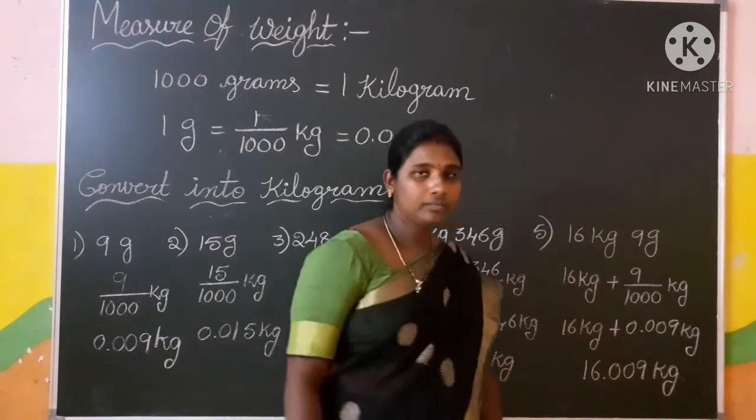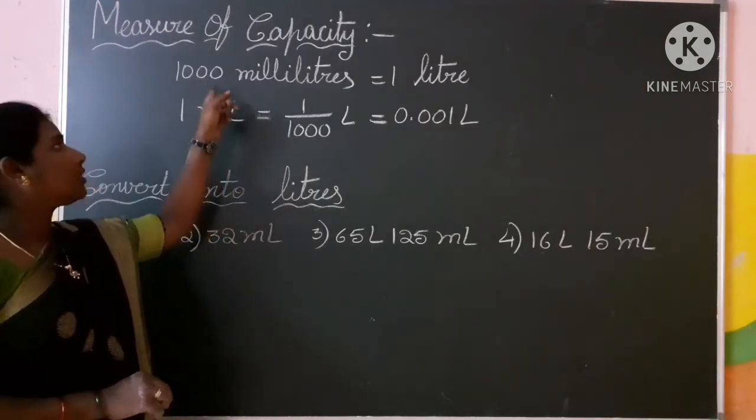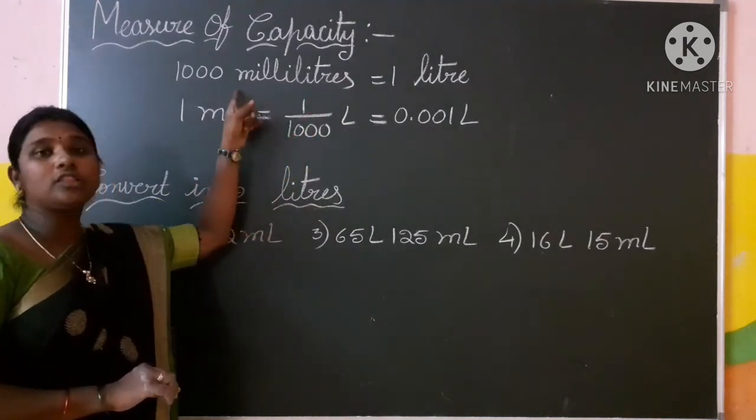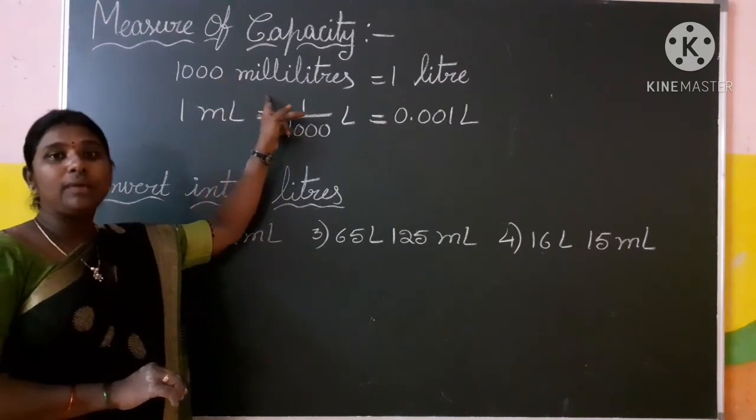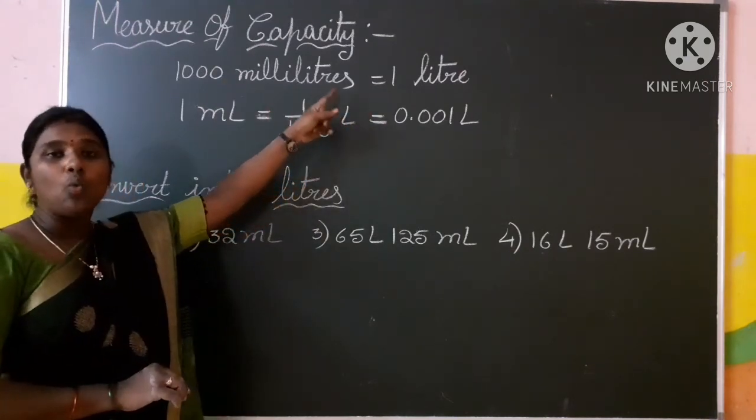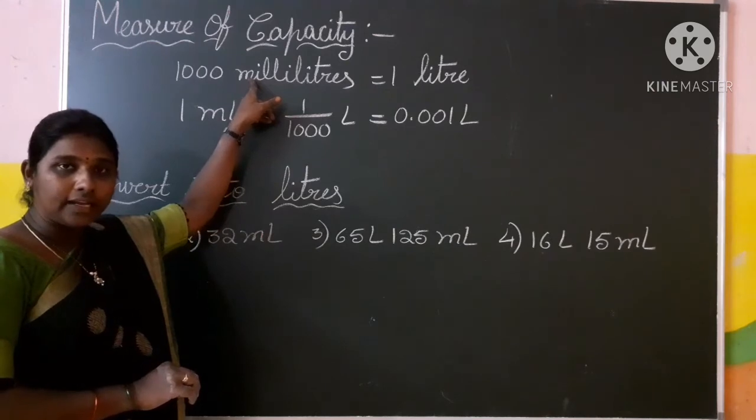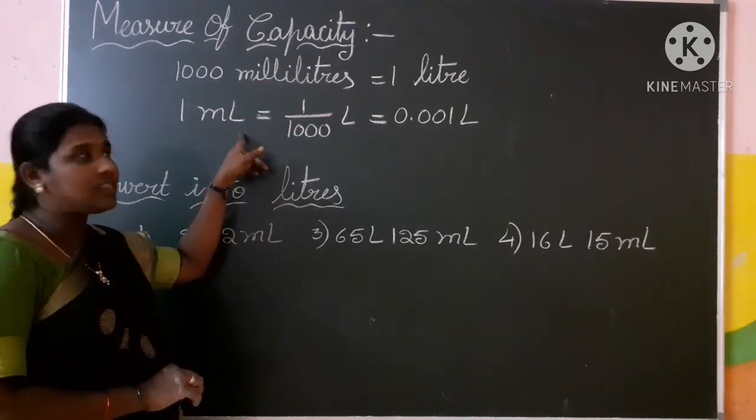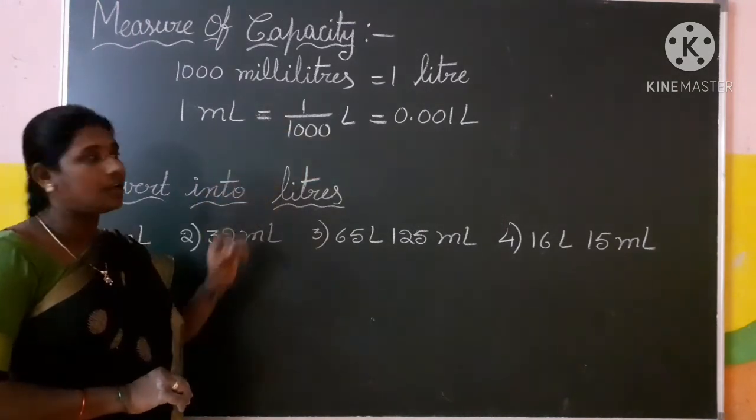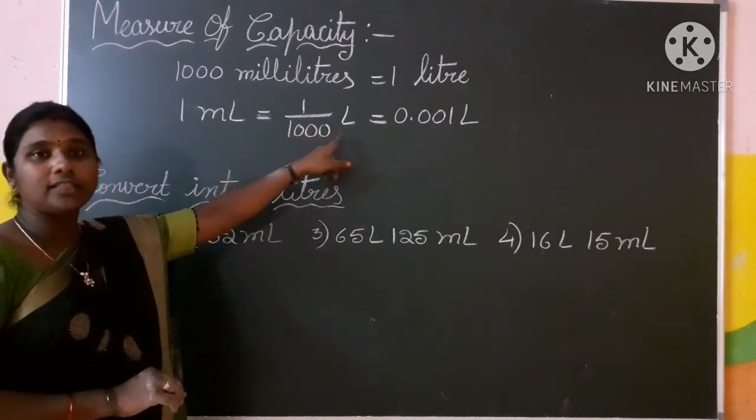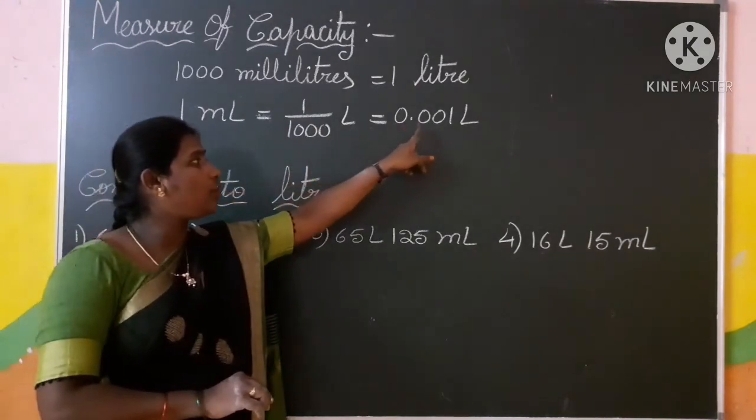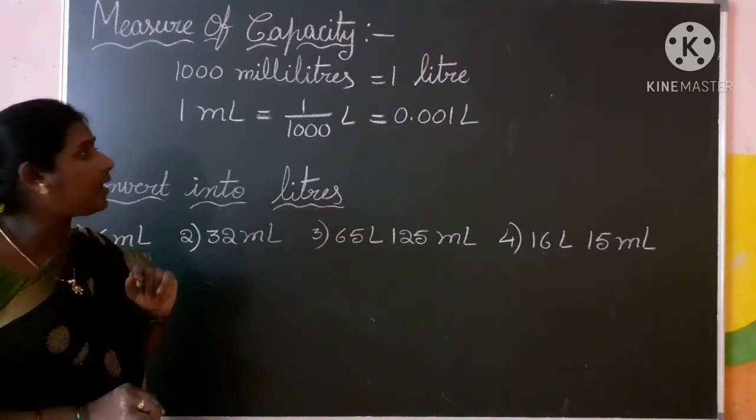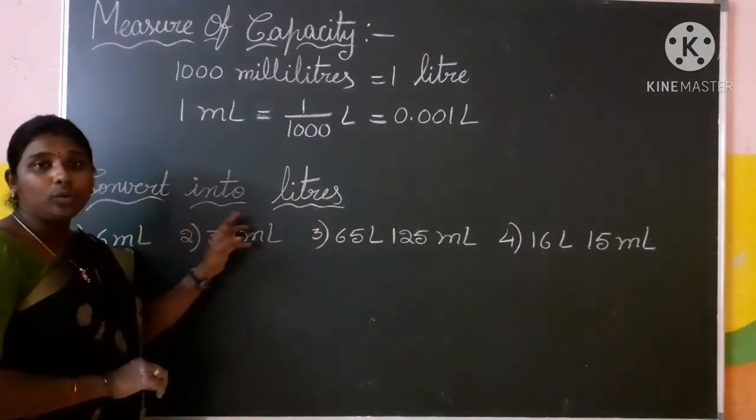Measure of capacity. 1000 milliliters is equal to 1 liter. 1 liter is equal to 1000 milliliters. 1 milliliter is equal to 1 by 1000 liters, which is equal to 0.001 liters.